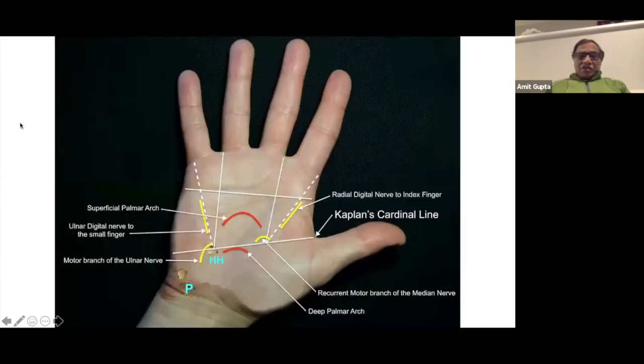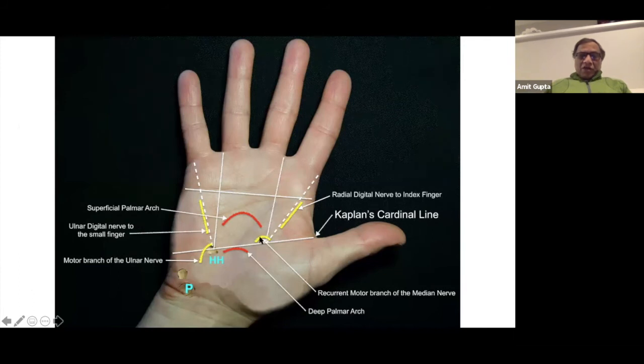Now you saw this diagram. This is the standard surface markings that are available. The Kaplan's cardinal line is the line from the abducted thumb all the way to the ulnar side, parallel to the proximal palmar crease. And then if you have a line drawn from the ulnar border of the ring finger to this line, you see the hook of hamate at the intersection, and you have a line drawn from the radial border to this cardinal line.